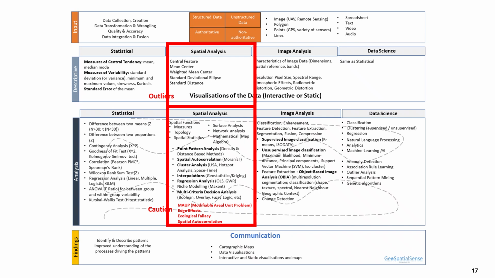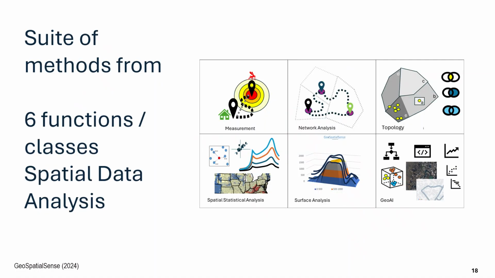Here I'll highlight a little bit more about spatial analysis and some of the methods that you might want to consider. Essentially, there are 6 functions or classes of spatial data analysis that include measurements, network analysis, topology, surface analysis, statistical analysis, and also the geoAI methods.